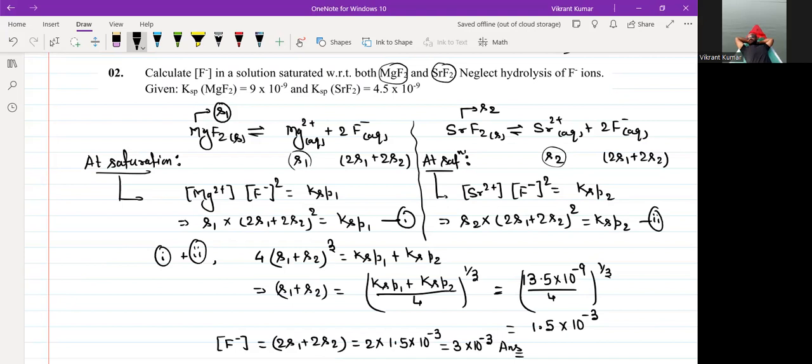Is it okay? Now we can handle any situation, whether they give A2B, AB2, or anything else. This is the general method we need to follow. While doing that, we need to take care of the coefficient because the coefficient comes twice: once in calculating the concentration in terms of solubility, and again when it is raised to the power in the Ksp expression. So whenever it is A2B or AB2 and not AB, we need to take care of the coefficient twice. Is it okay?